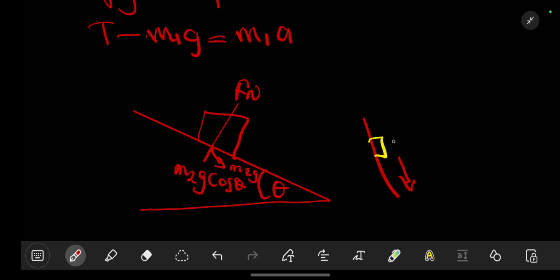Likewise, this force that causes the object to go down is what we are going to call our m2g sine of theta, because there is always a force that will be trying to pull the object down the incline. It will want to go down rather than up. So this is the force, like that.